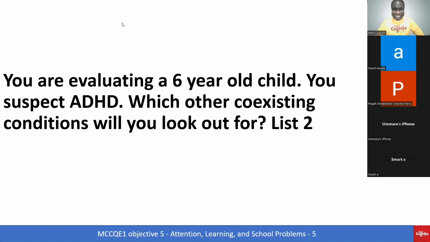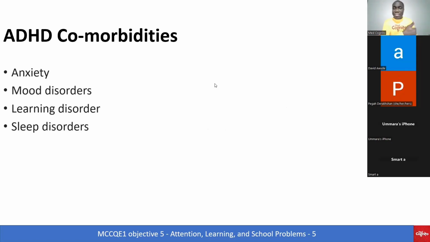Tourette syndrome and conduct disorder. Yeah, Tourette syndrome, conduct disorder. Any other ones anyone wants to add? That's very good. OCD, obsessive compulsive disorder, hearing impairment, substance abuse. Well, they can also have anxiety.